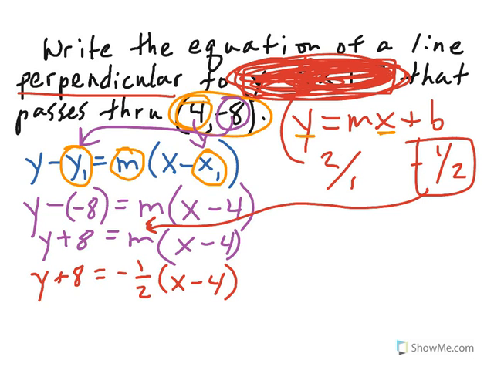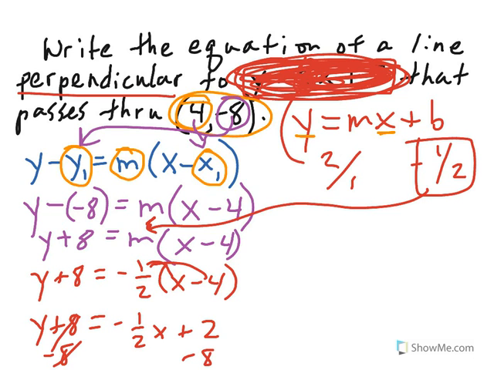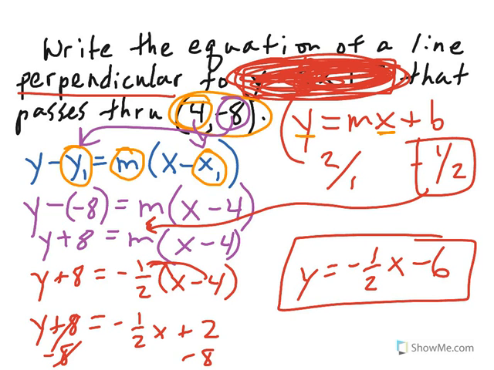So let's take this negative 1/2 and distribute it, and I get y plus 8 equals negative 1/2 x plus 2. And if I subtract 8 to the other side with this like term, I get y equals negative 1/2 x minus 6. Now remember, up here in this problem, right there was a 7. Do you see a 7 anywhere in this problem at all?